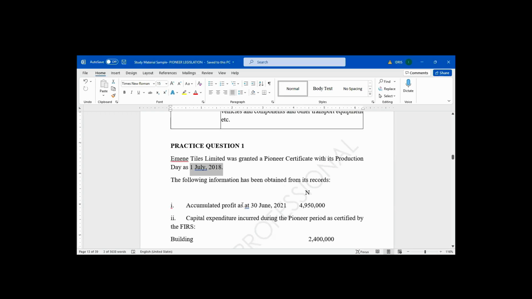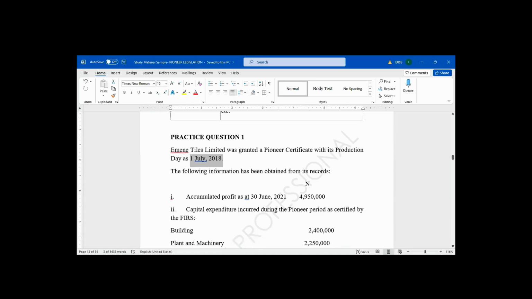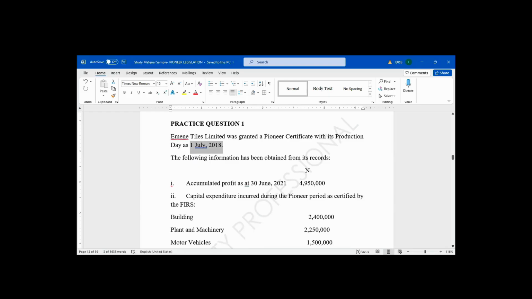We are given accumulated profit as at 30th June 2021, 4,950,000. This 4,950,000 means the profit made by the company during the Pioneer period, because the end of the Pioneer period is 30th June 2021, and we are told this is an accumulated profit. That means this profit is for 3 years. So 4,950,000 is the Pioneer profit for the 3 years.